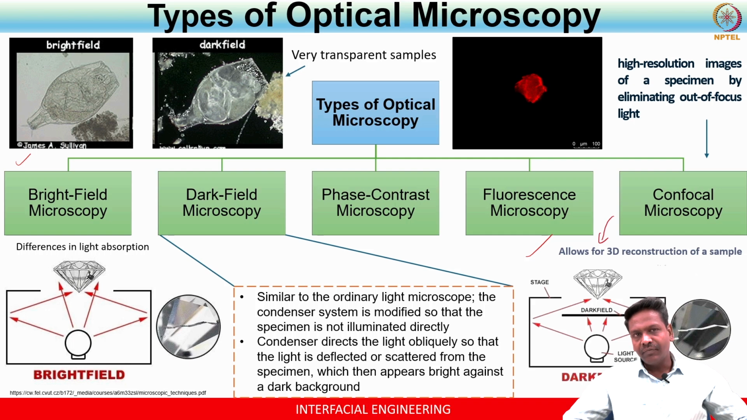In the case of bright field microscopy, we are able to see the specimen distinctly because of the differences in light absorption. Although both will appear bright in this case, the specimen absorbs light in a different way, whereas the background absorbs in a different way. Because of these differences in light absorption, we are able to see the specimen distinctly, although background and specimen are appearing bright.